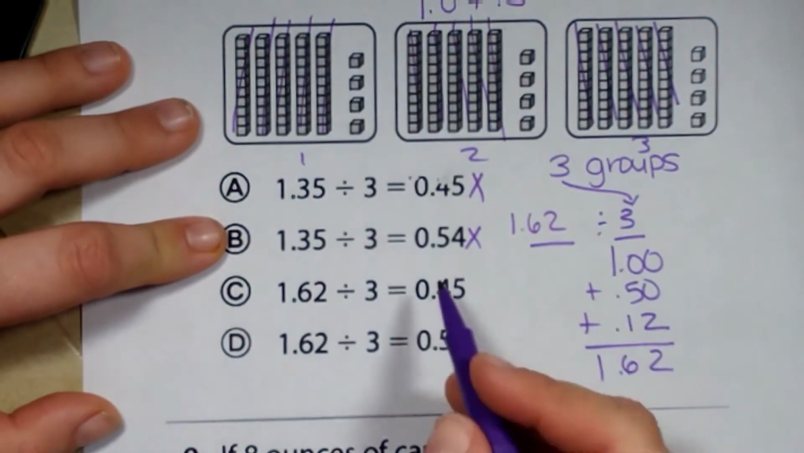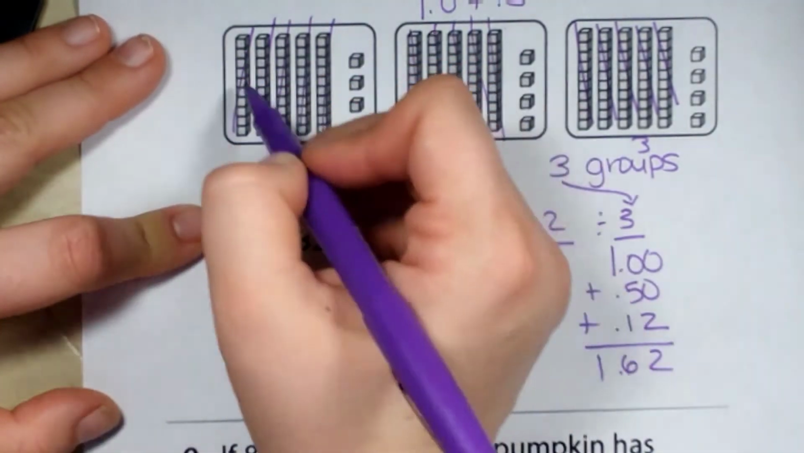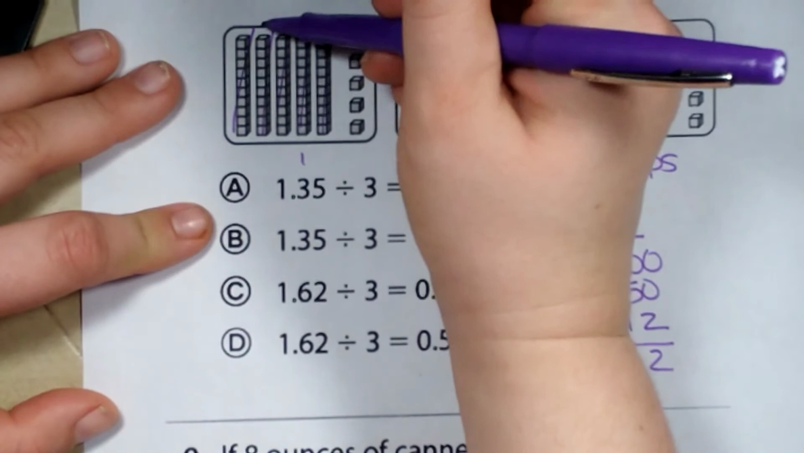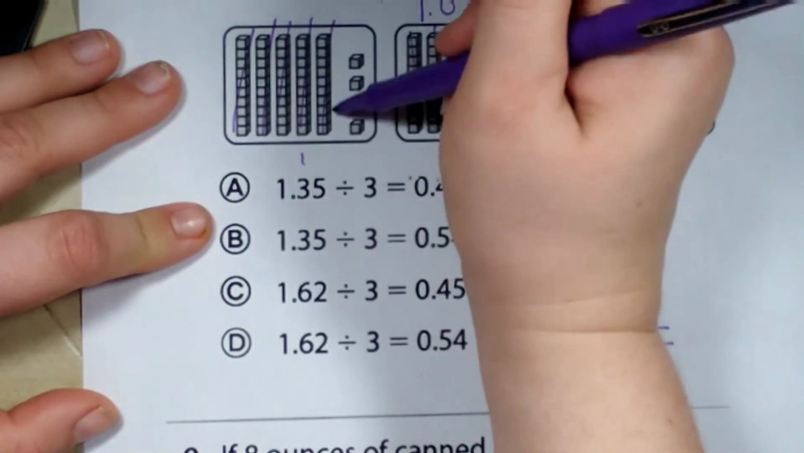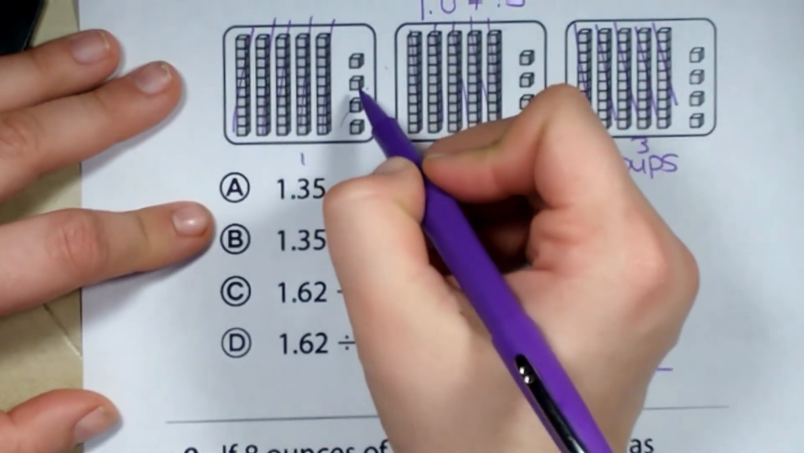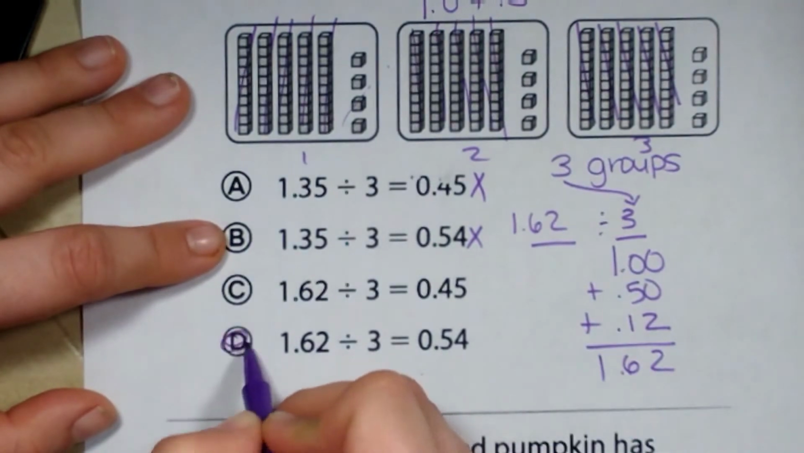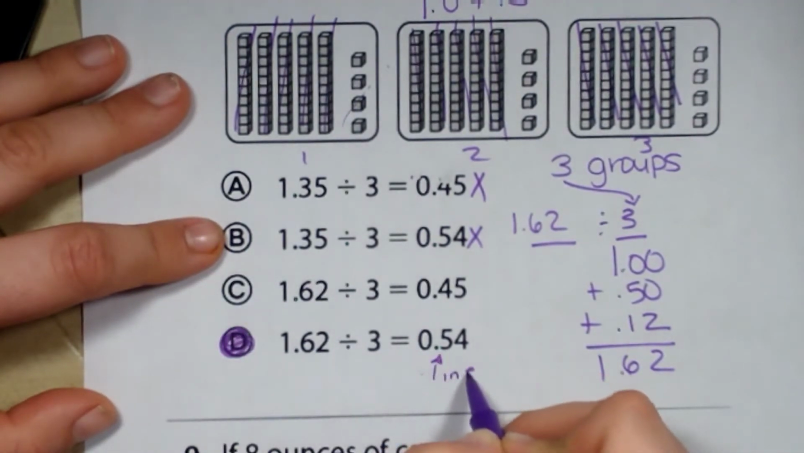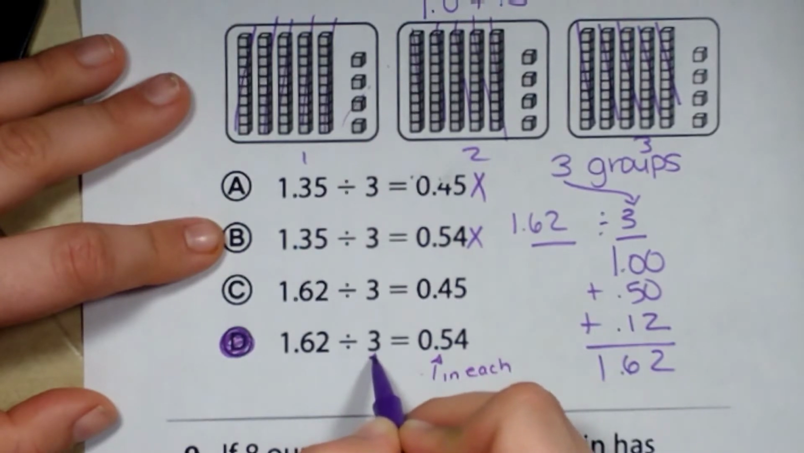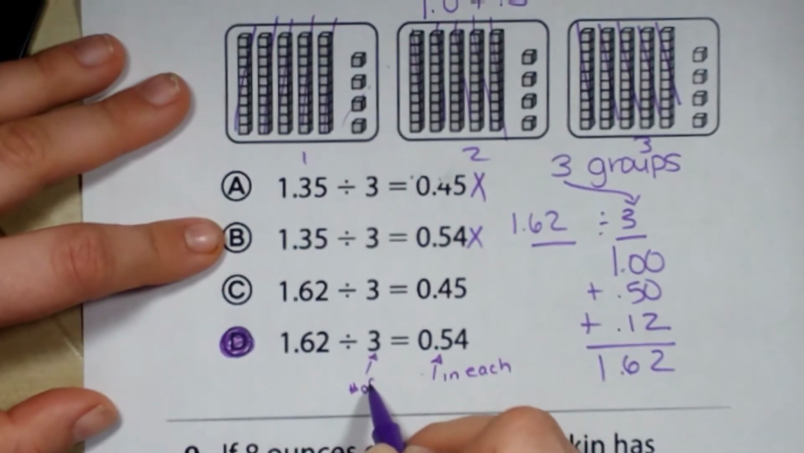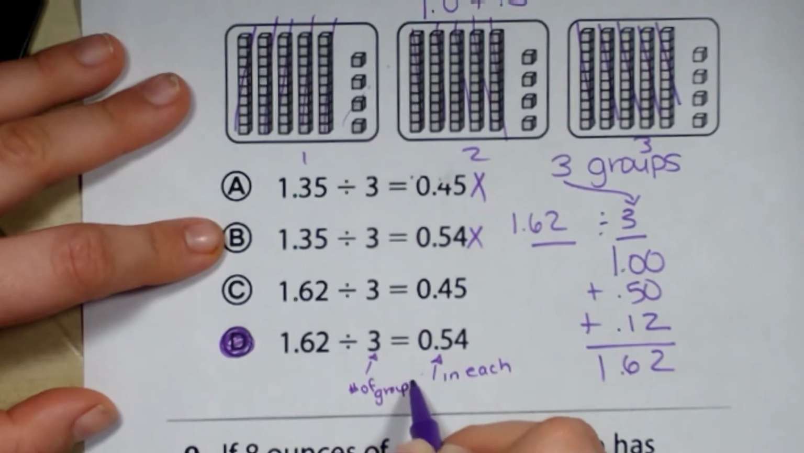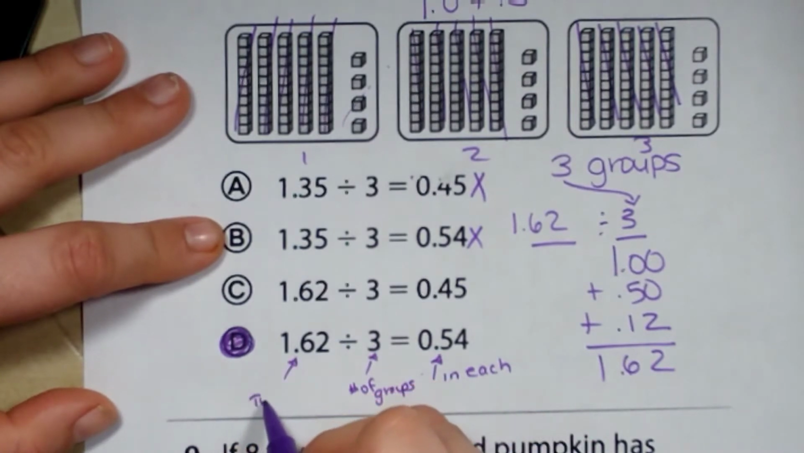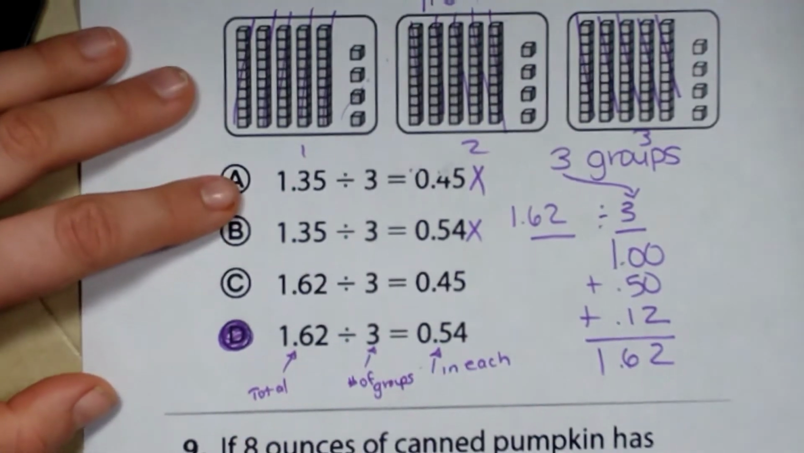Now, how do I know which one this is? I count how many are in here total. So there's tenths: 2 tenths, 3 tenths, 4 tenths, 5 tenths, 1, 2, 3, 4. 54 tenths in each number of groups. And that's total.